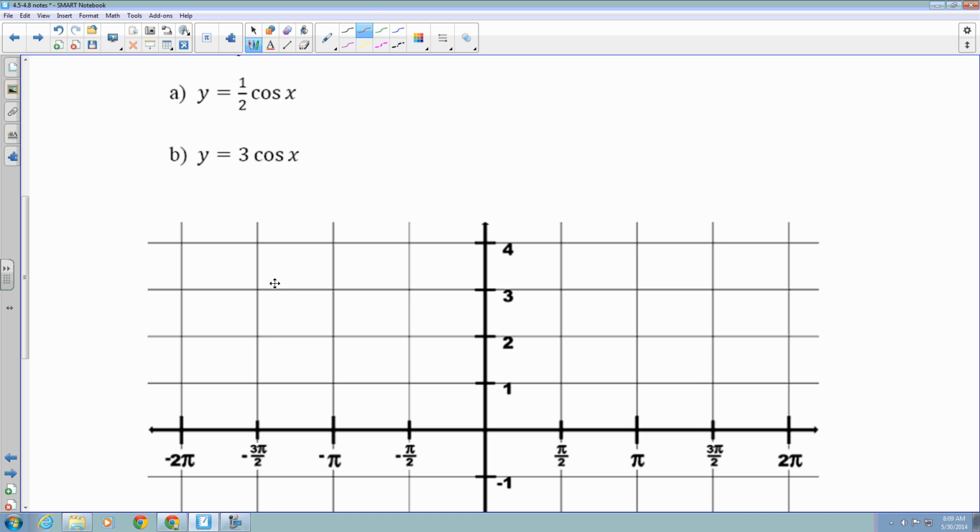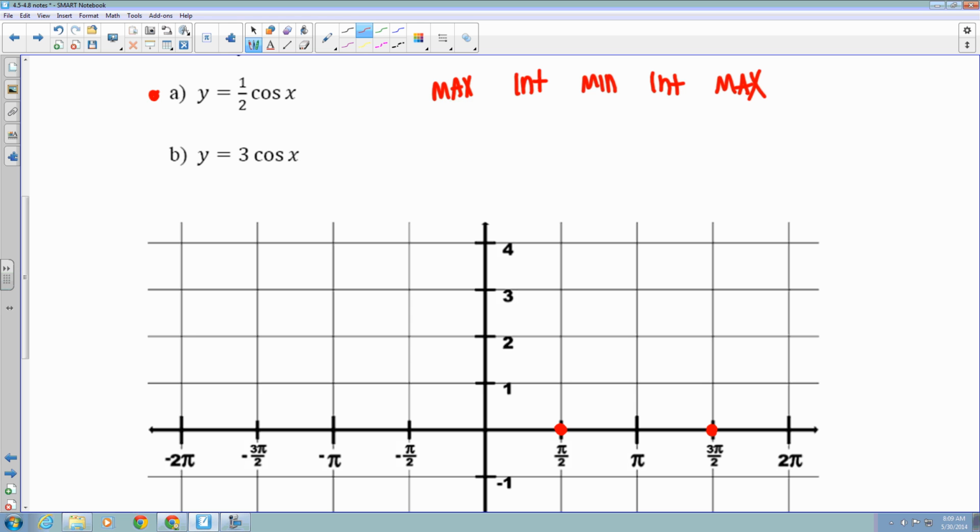Remembering that cosine's 5 key points in general are max, intercept, min, intercept, max. That's from 0 to 2 pi, meaning pi over 2 and 3 pi over 2 will always be intercepts of both of these graphs. The only difference then is the height.